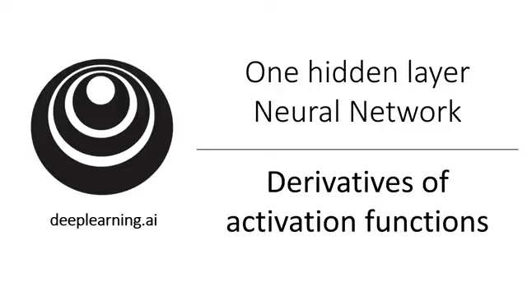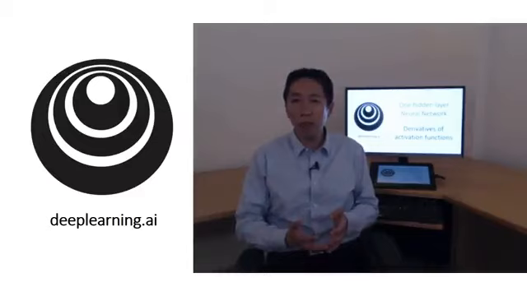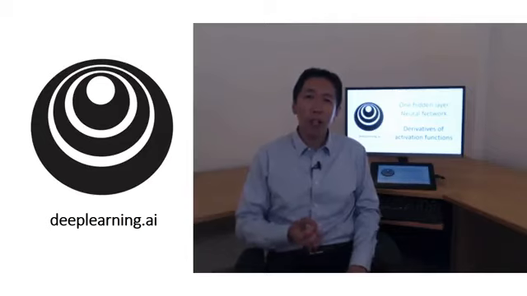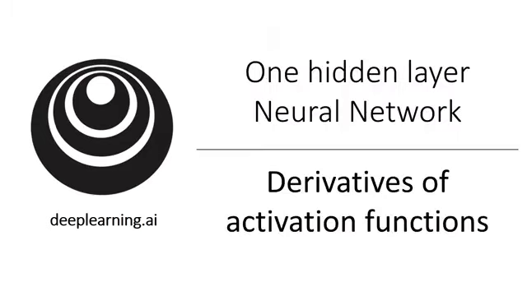When you implement backpropagation for your neural network, you need to be able to compute the slope or the derivative of the activation functions. So let's take a look at our choices of activation functions and how you can compute the slope of these functions.